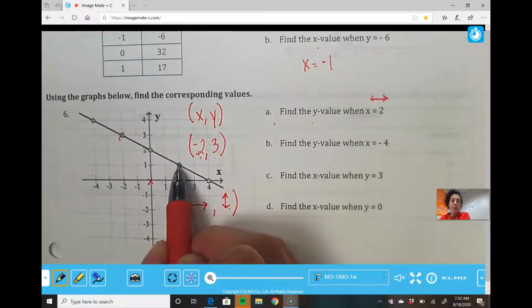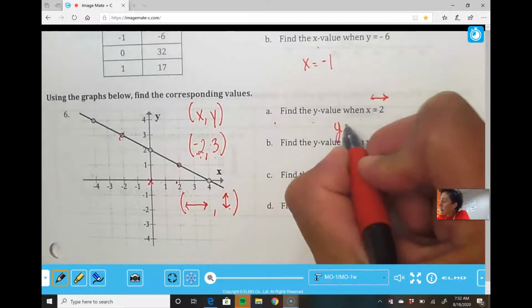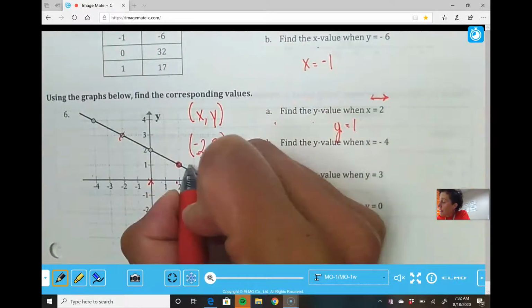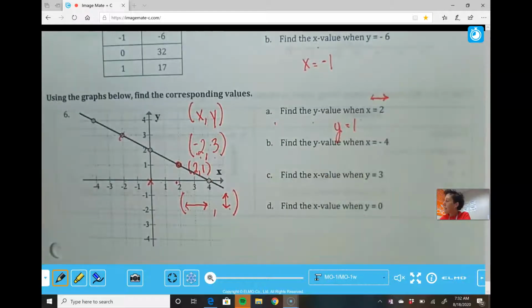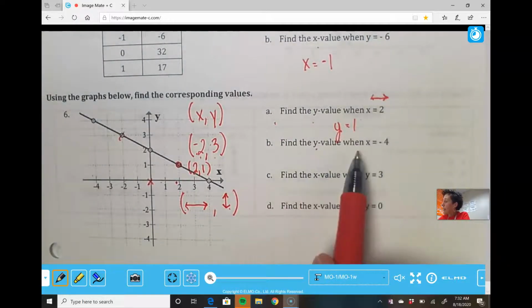And when I move up 1 spot, that's where y is 1. So if you actually wrote this point down, that would be x is 2 and y is 1. All right? So now we're going to find the y value when x equals negative 4.